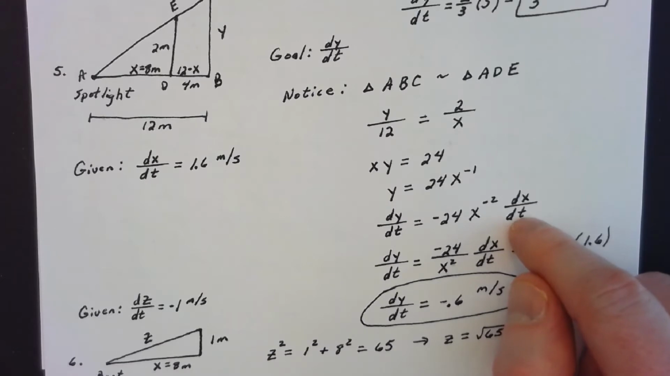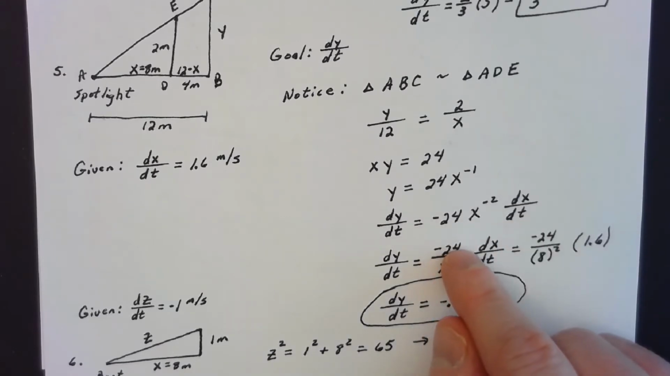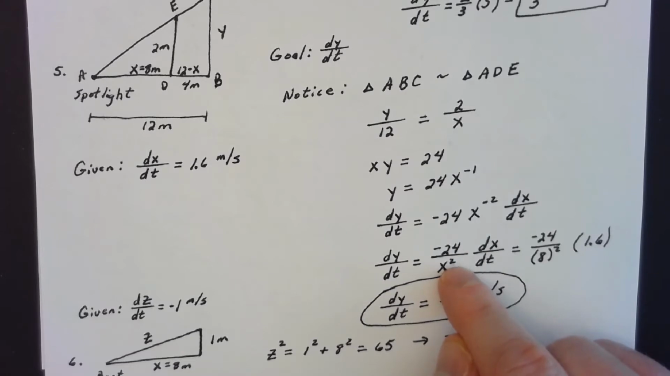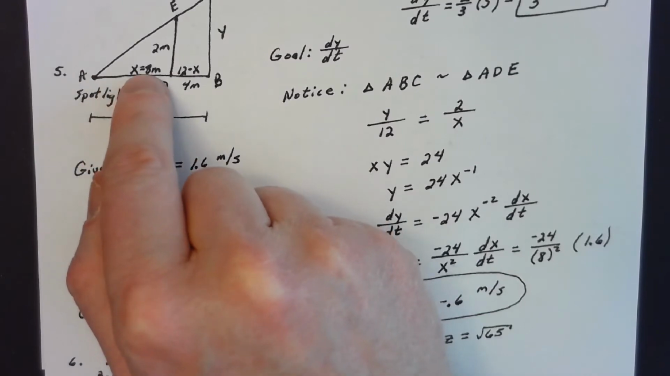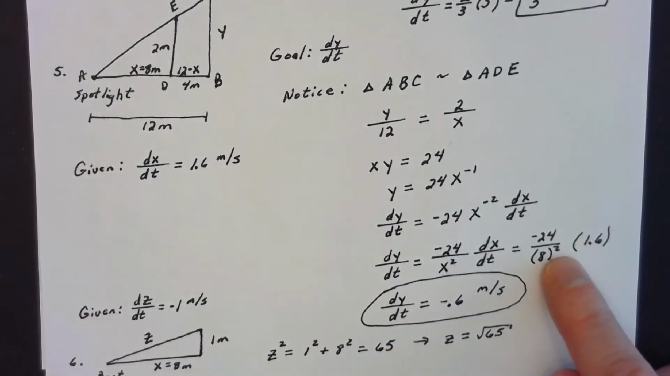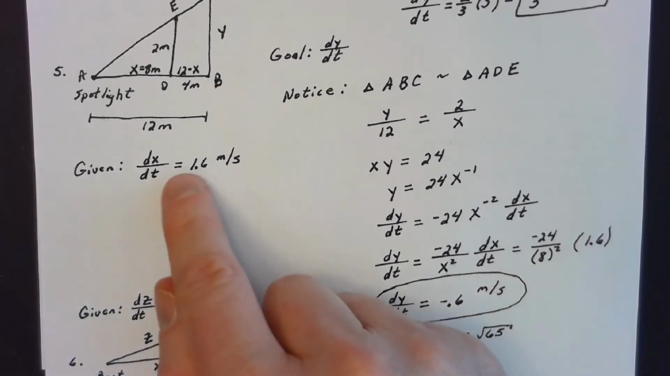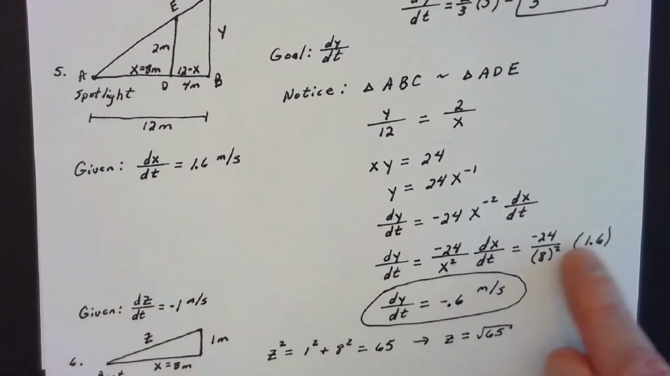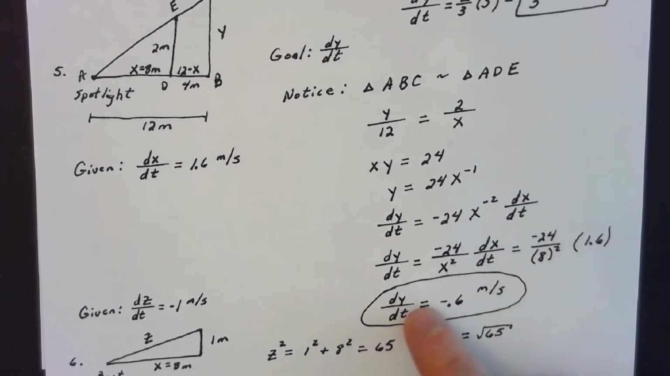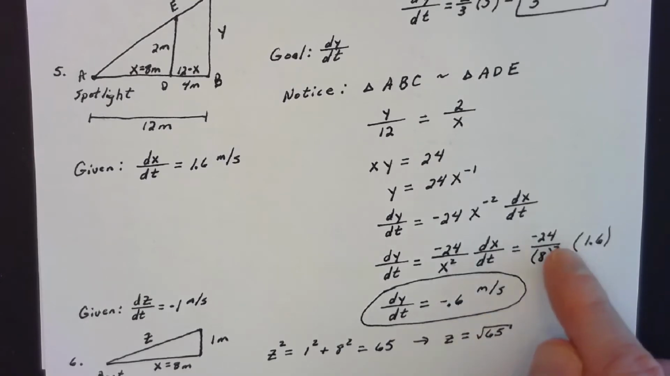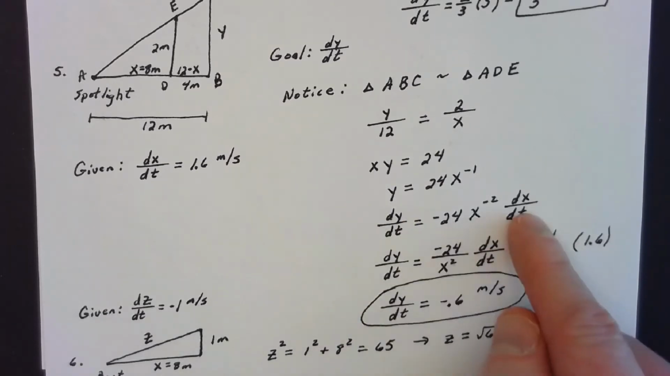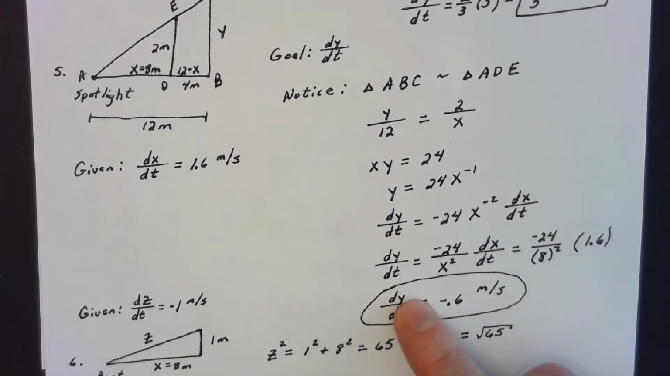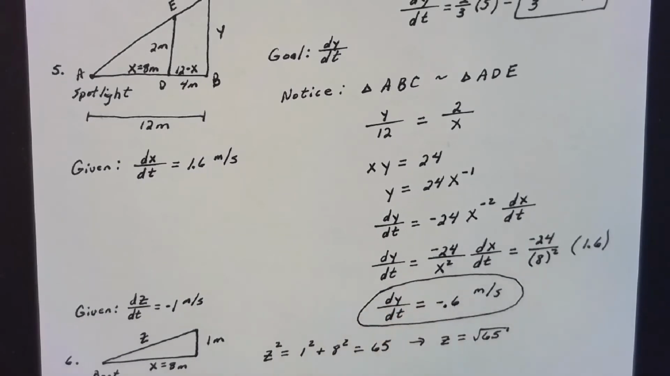So now I just need to simplify this out, and I get negative 24 over x squared times dx dt. In this problem, that's going to be negative 24 over 8 squared, since x is 8, times dx dt. We know dx dt was 1.6. I multiplied all of that out, and I got negative 0.6 meters per second here. Now please keep in mind, you cannot start plugging things in for x or dx dt until you've taken the derivative when you're trying to solve for a rate of change. Okay, next problem.